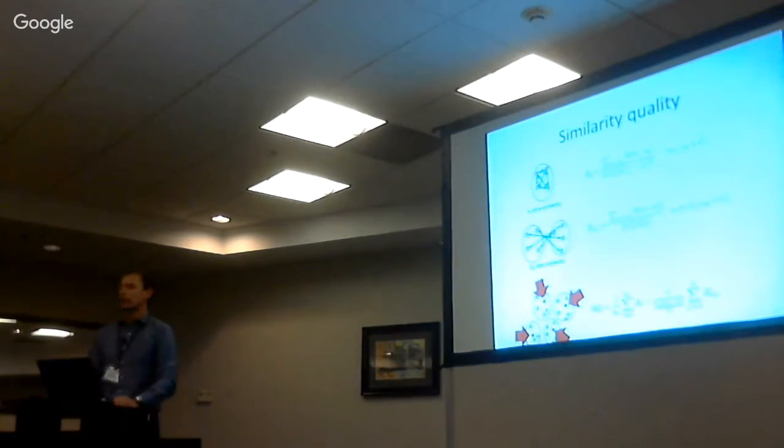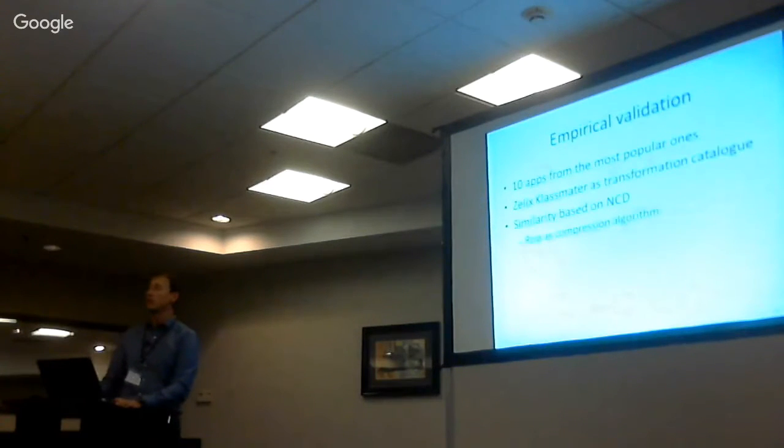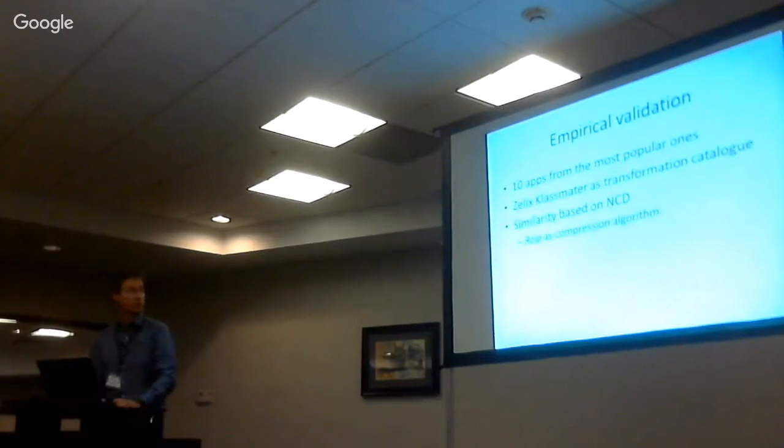Okay, so this is the approach in general, and we gave some empirical evaluation of this approach. We took for this empirical validation 10 smartphone apps from the Android store, from the official Google store. And we use the Zelix Klassmaster as catalog of atomic transformations. We use a similarity based on the non-normalized compression distance, and we use RZIP as a compression algorithm in particular. So we define these experimental settings, and we will ask and answer some research questions.